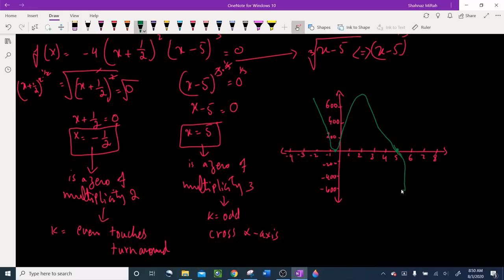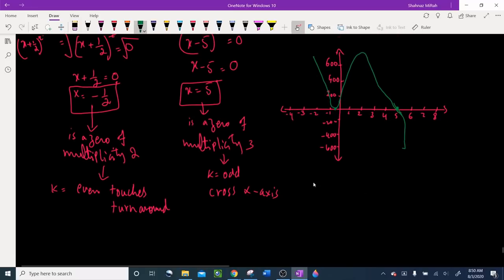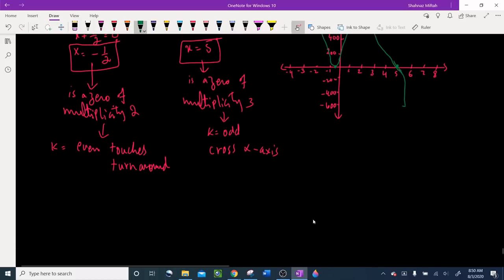Something like this, so you guys can tell what I mean by all the multiplicity. Okay, now let's do intermediate value theorem. We can write this like IVT, intermediate value theorem.